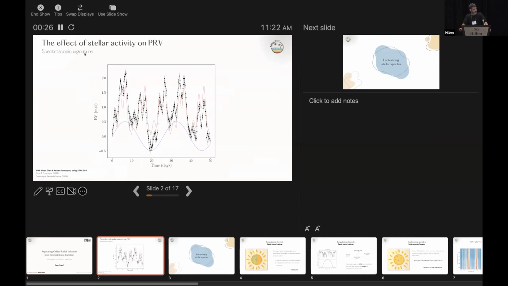Now, here's the problem. That's a simulation, courtesy of Finan Zhao and Xavier Dumusque. These are the radial velocities extracted from a simulated spotted sun-like star. And what we see here is that we have a signal induced by the stellar activity, in red, and some signal induced by a simulated planet, in blue. And the goal of this talk is to show a new inference method to derive the radial velocities induced by the planet in blue, while mitigating the effect of the red ones.